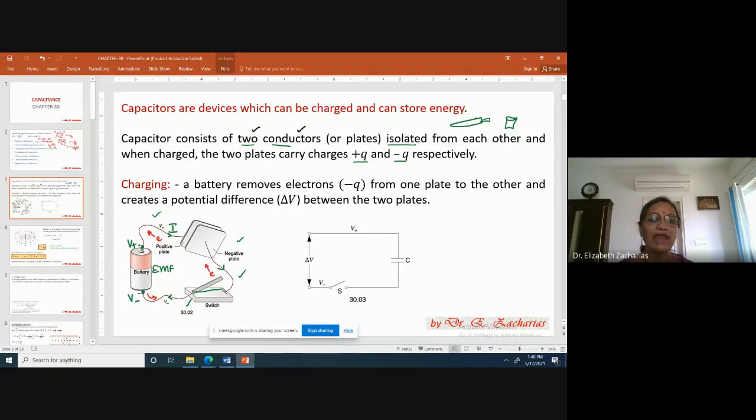So electrons get pulled out. And you can see that the complete circuit is there only here. The full circuit is here. Actually, here there is a gap, and you know that within a gap, no current flows.